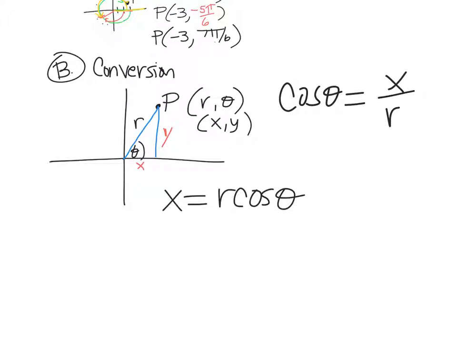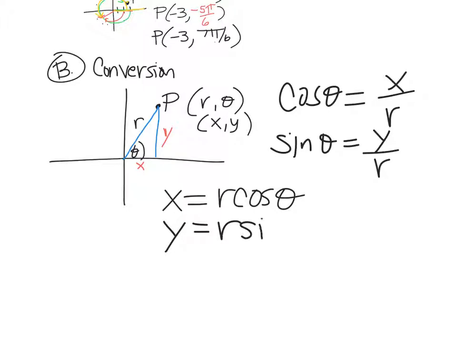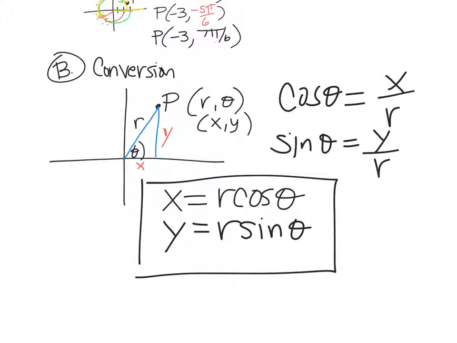All right, what does y equal then? Well, the sine of theta is opposite over hypotenuse, so y would equal r sine theta. Okay, that's a conversion given r and theta. You can come back and give me what x and y are.